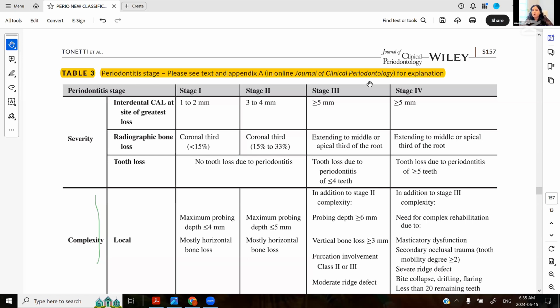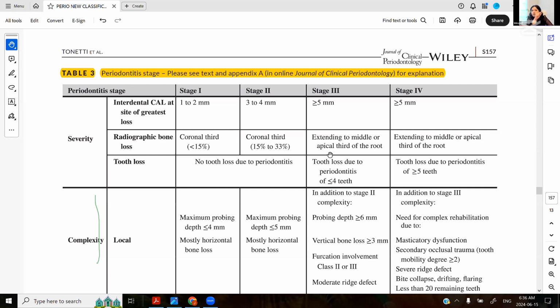Stage 3 is the moderate one, so at least 5 mm has been established in stage 3 and stage 4 is severe and advanced, right? Severe with complexity factors, plus mastication involved, plus number of teeth loss is already more, plus your drifting and flaring. Does that make sense? Radiographic bone loss is less than 15%. Only the coronal third of the bone will be involved. And in stage 2, established, still 15% to 33% bone loss, but still in the coronal third.